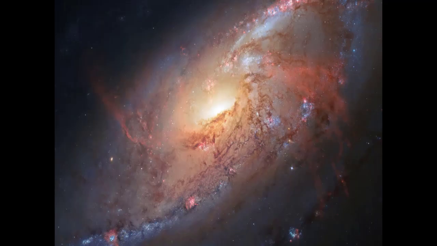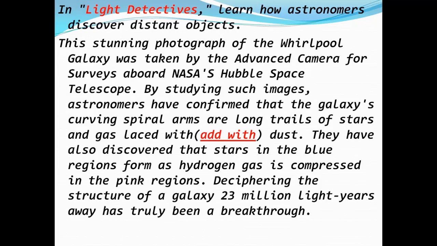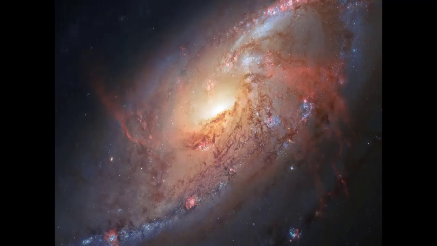Look at the picture. That was the picture that we were talking about. This picture is taken from the NASA Hubble telescope, the advanced telescope, the most sophisticated one, and it looks like a whirlpool. It's like moving. So it consists of lots of gases along with dust.